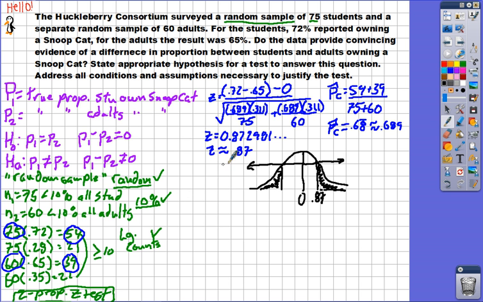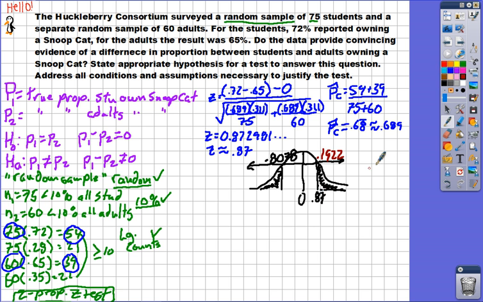So when we look up 0.8 and then over to the column of 0.07 in our table, we end up finding a value of 0.8078, which means going this direction is the complement, 0.1922. So that's our probability here.